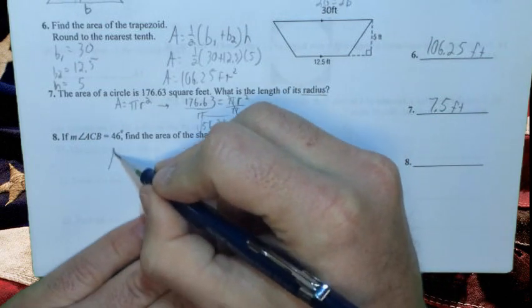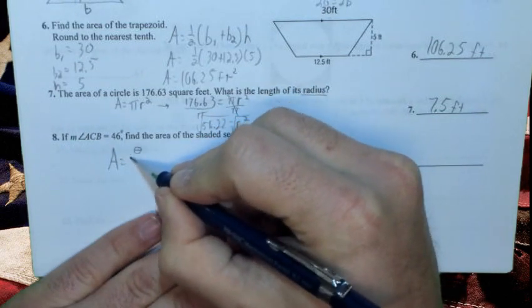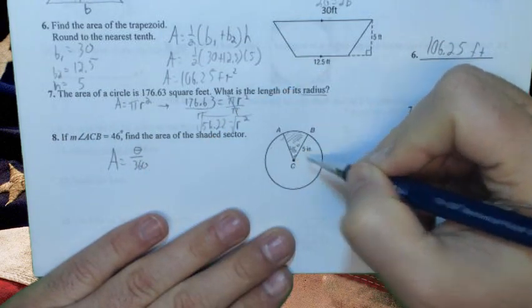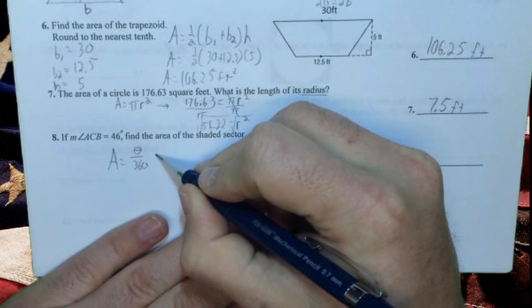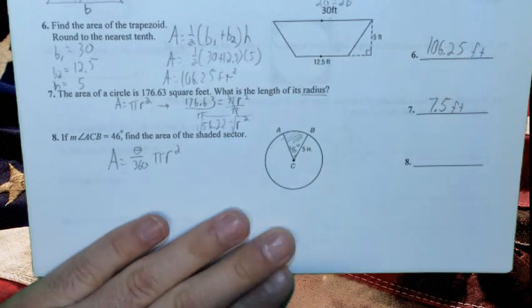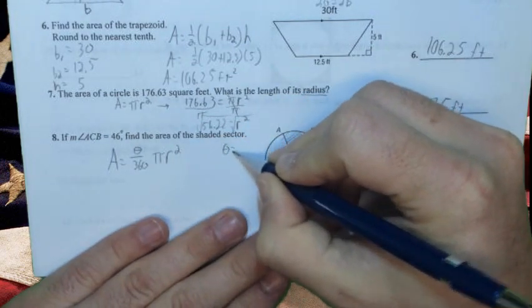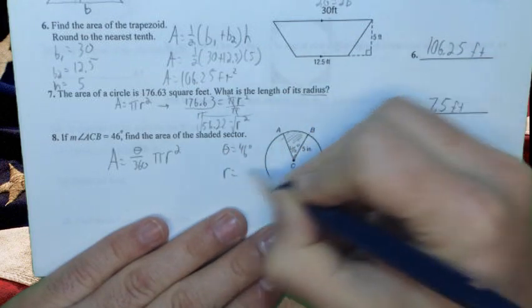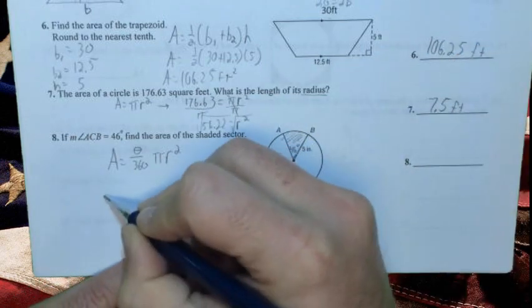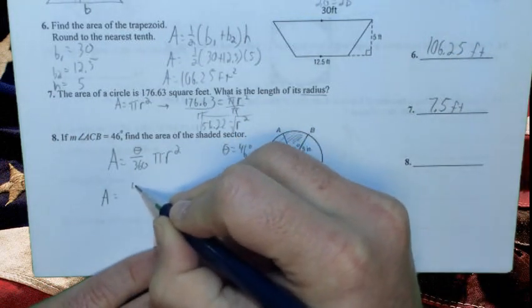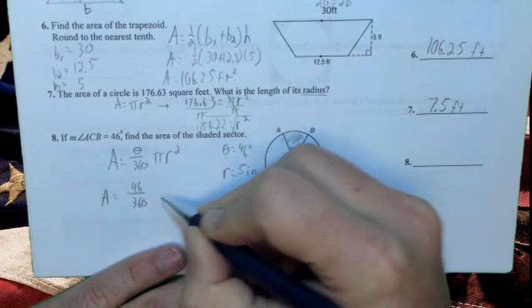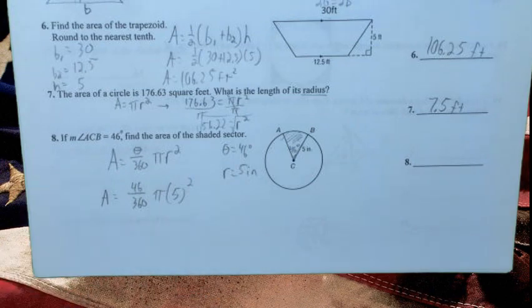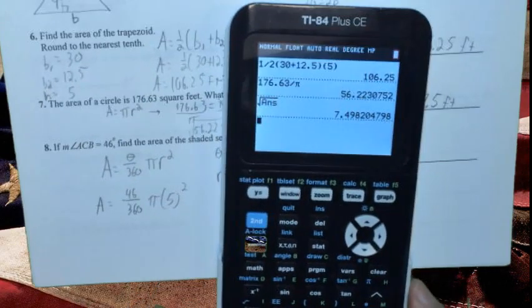All right, now, area of a sector is theta over 360, and remember, theta is just the measure of the central angle that we're concerned about, times the area, which is pi r squared. Well, here theta is the angle measure, so it's 46 degrees. R is the radius, which is 5 inches. So we're going to plug this in: 46 divided by 360 times pi times 5 squared. And now run to the calculator and type it in.